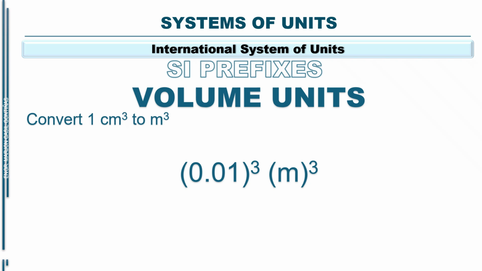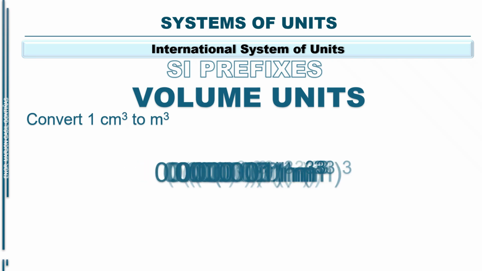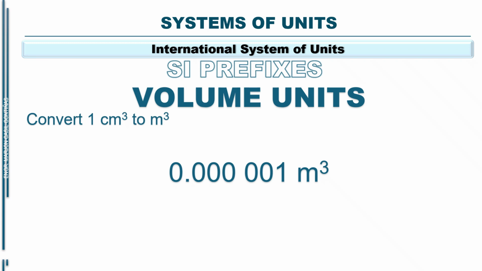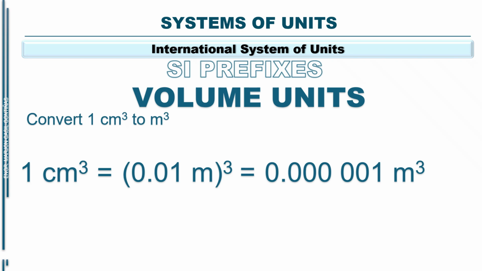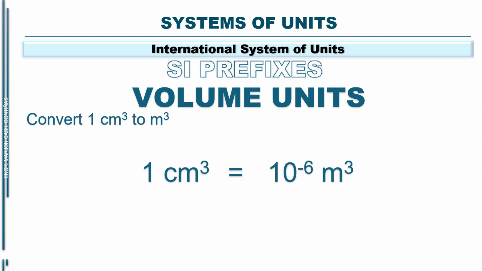Now what's 0.01 raised to the power of 3? That's 0.000001, or 10 to the power of negative 6. So we write 1 centimeter raised to the power of 3 is equal to quantity 0.01 meter raised to the power of 3, which is equal to 0.000001 meter raised to the power of 3, or in scientific notation, that is equal to 10 raised to the power of negative 6 meter raised to the power of 3. Again, same idea. Apply the exponent to both the number and the unit.